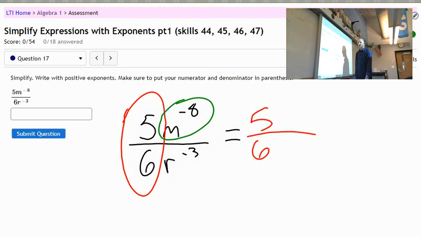Can't have any negative exponents in my answer, so that m to the power of -8, since it has a negative exponent in the numerator, I move it to the denominator, and now it's going to be positive 8 for the exponent. R to the power of -3 has a negative exponent as part of the denominator. I'm going to move it up to the numerator, positive exponent.